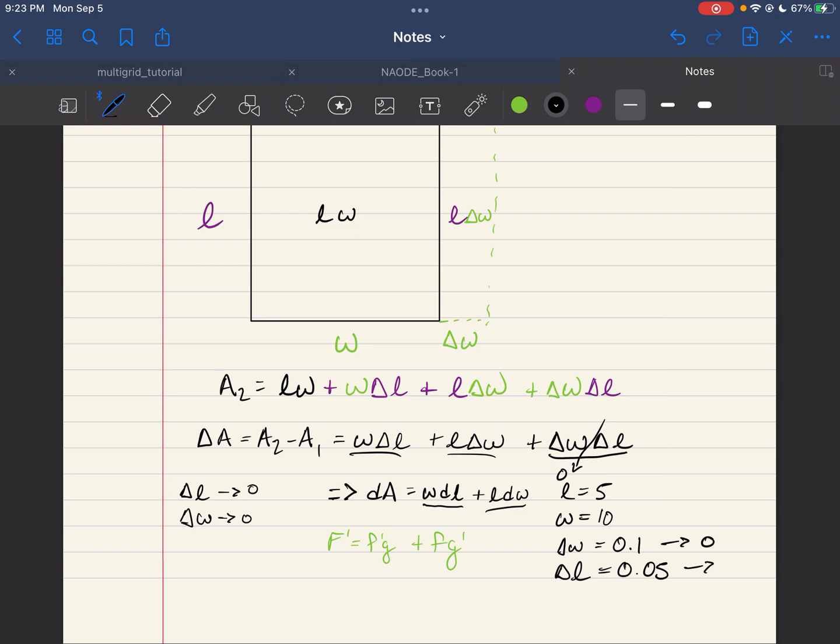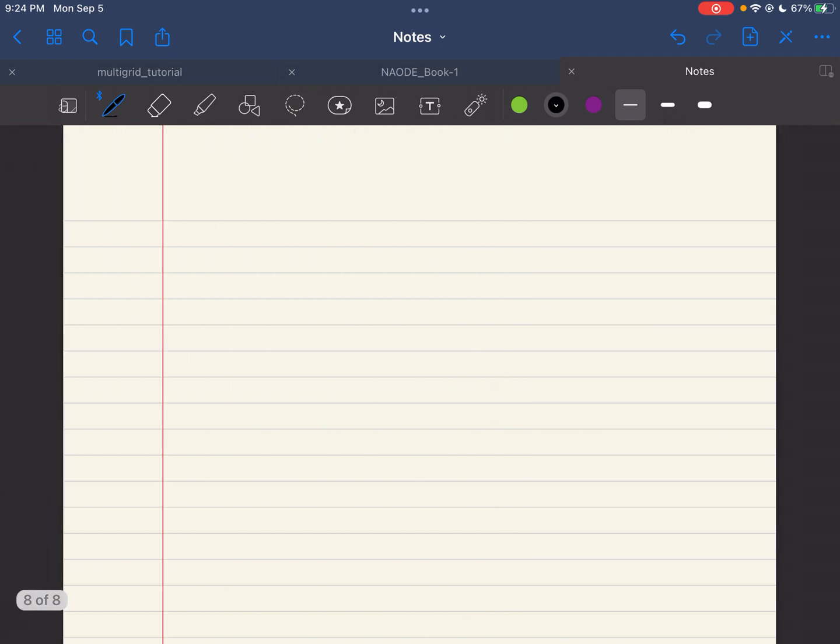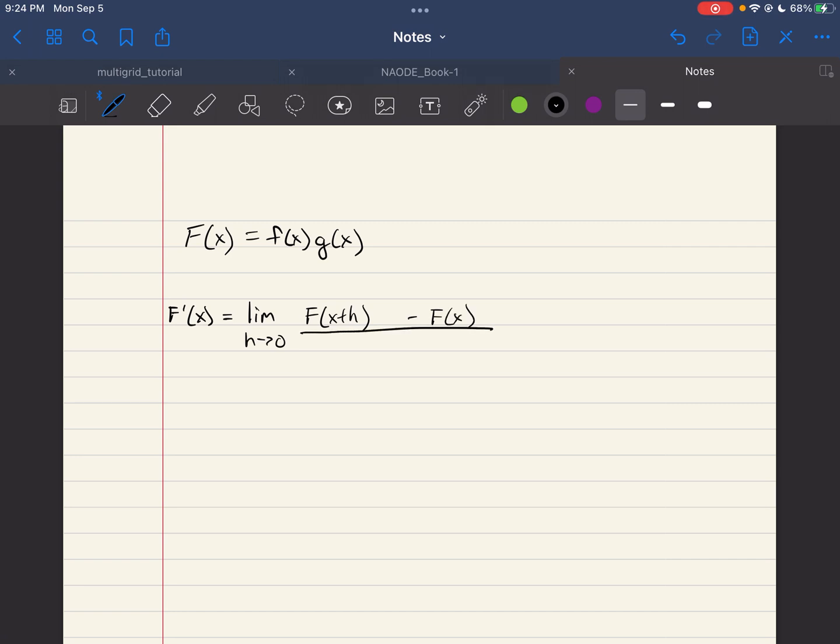So it's that same kind of idea on what happens if h would go to 0. So now let's go through the formal limit definition and formal proof for the product rule. So we have big F equals the product of little f of x and g of x. So we want to use the formal definition of the derivative to figure out the limit as h goes to 0 of big F of x plus h minus F of x all over h.